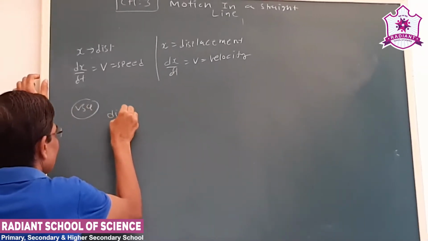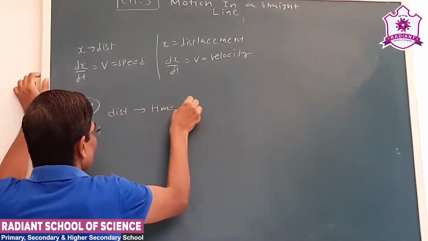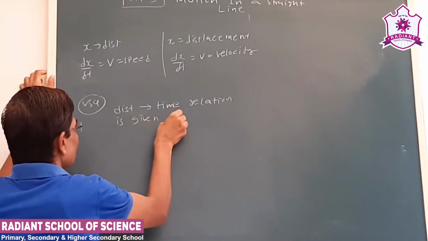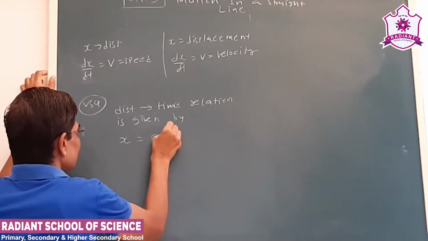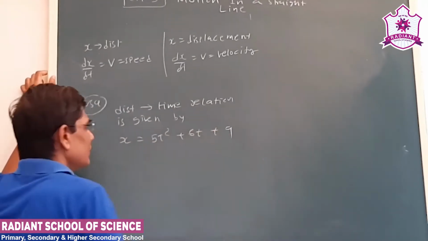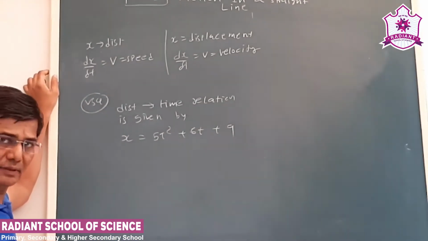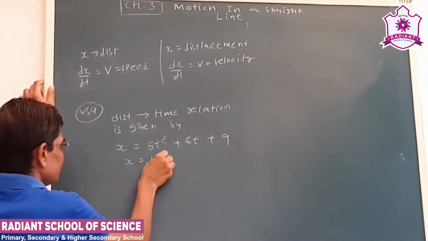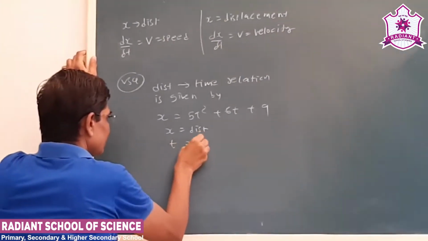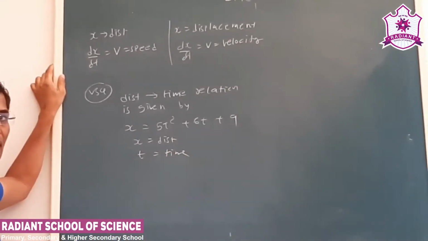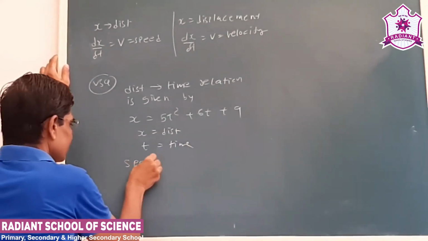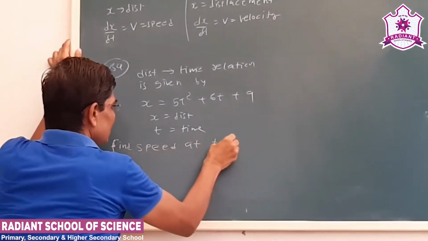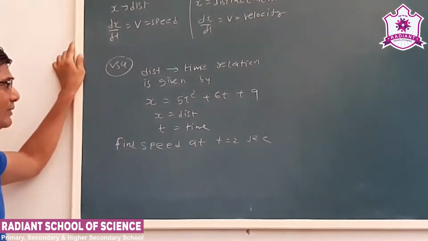See, the distance-time relation is given by x is equal to 5t square plus 6t plus 9. Here x is distance and t is time. Now suppose we have to find out the speed at t is equal to 2 seconds. We can find it like this.